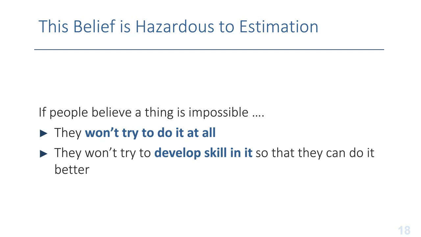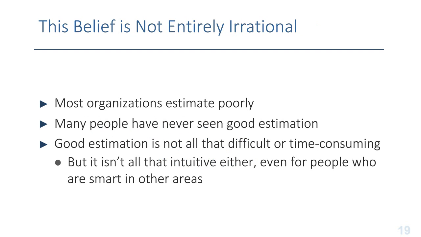And this is highly problematic. If we believe that good estimates are impossible, or if we believe anything is impossible, we won't try to do it at all. I mean, why would we want to do something that we believe is impossible? That would be an irrational thing to try to do. And so if an individual or team actually believes that estimation is impossible or good estimates are impossible, they're not even going to try to estimate. Even if we compel them to estimate, they're going to do it half-heartedly. Further, if you believe something's impossible, you're not very well going to try to develop skill in it so that you can do it better. And so I think this belief ends up being tremendously damaging to our ability to create good estimates.